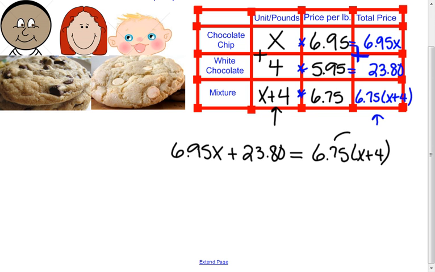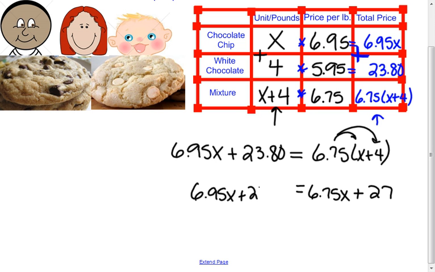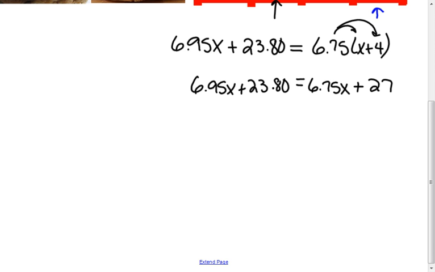On the right side, I need to distribute. 6.75 times x is obviously 6.75x, and 6.75 times 4 when you distribute is 27. So here's where I'm at now. I want everything that has an x with it moved to one side and everything else to the other. So I will subtract 6.75x. 6.95 minus 6.75 is 0.20x.